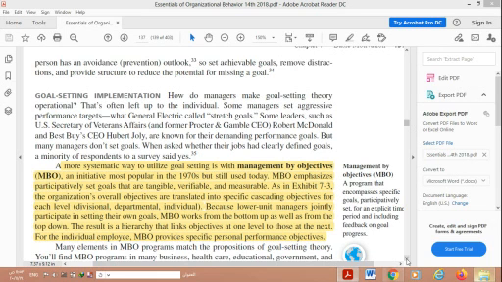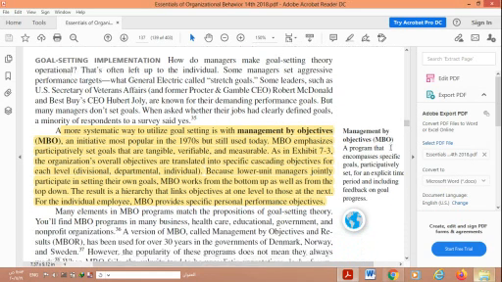So management by objectives has different features. The first one, well-organized plans between employees and the organization. The second one, it focuses on participation between management and lower-level employees. Okay.